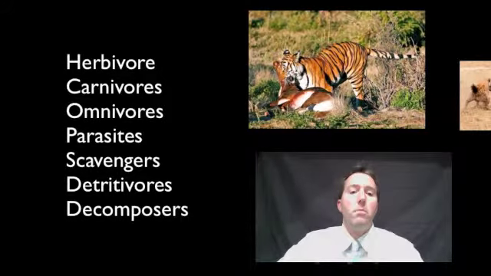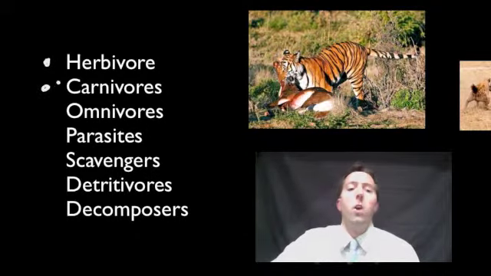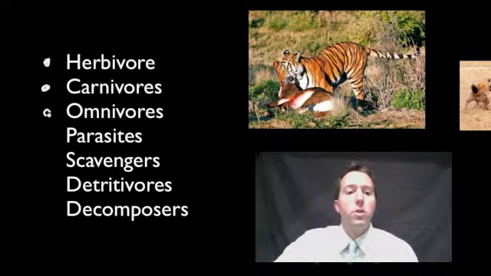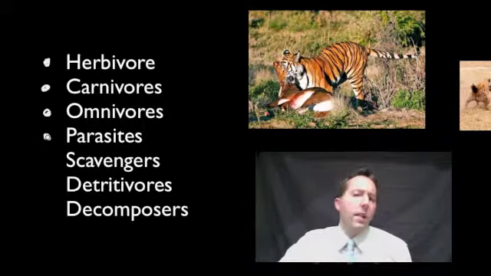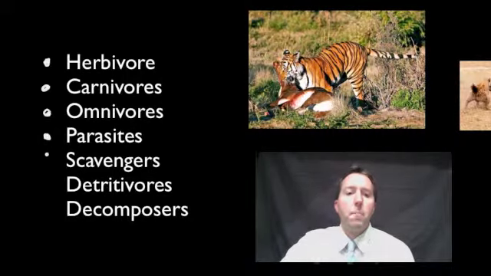I'll go through a bit of a list here. So you'll know some of these already. Herbivore, well, that's a consumer which only eats producers or plants. A carnivore is an organism that only eats other animals. An omnivore is a type of consumer that eats both plants and animals. A parasite is a consumer that actually lives on or inside another organism and feeds off it at the expense of the other organism, so it's bad for the organism that it's feeding off.